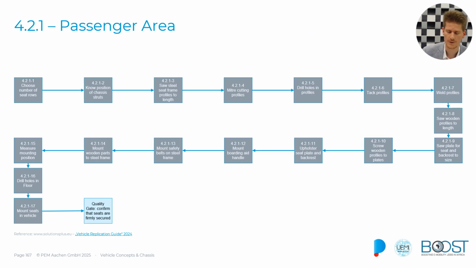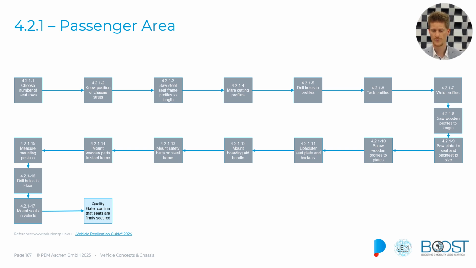So first of all, we should choose the number of seating rows that are necessary, and then we know the position of the seats on the chassis and also on the struts. Then we saw the steel seat frame profiles to length, cut them to miter, and then holes will be drilled for the profiles. The profiles will be tack welded, and then finally welded, and there will be some wooden profiles to be sawn into place, and we will saw some wood plates for the seat benches and the backrests to size.